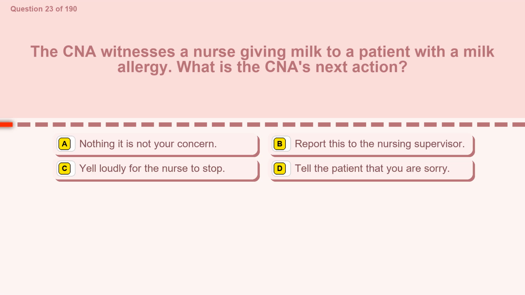Question 23. The CNA witnesses a nurse giving milk to a patient with a milk allergy. What is the CNA's next action? Option A, nothing, it is not your concern. Option B, report this to the nursing supervisor. Option C, yell loudly for the nurse to stop. Option D, tell the patient that you are sorry.